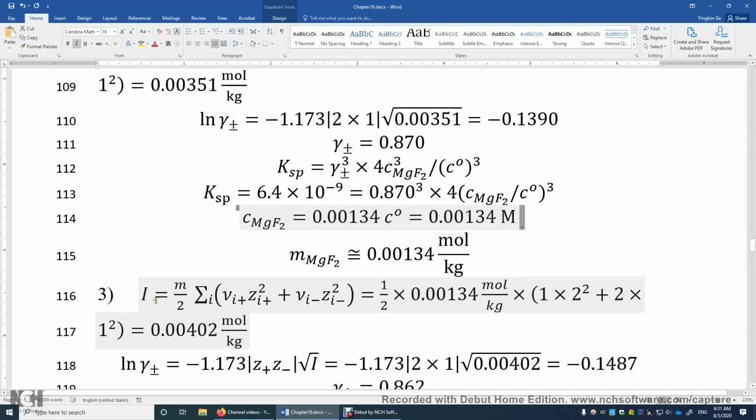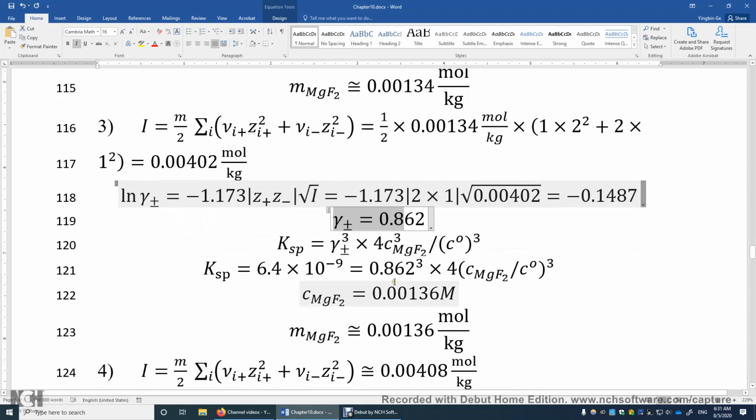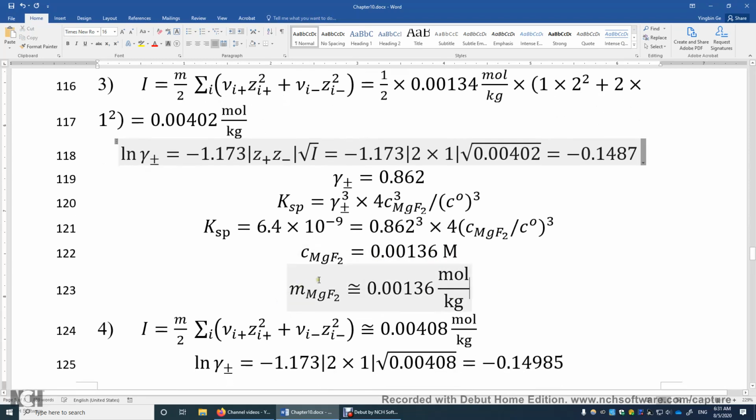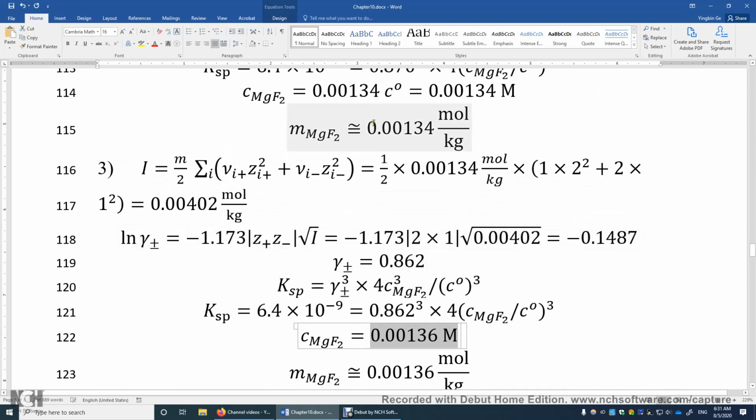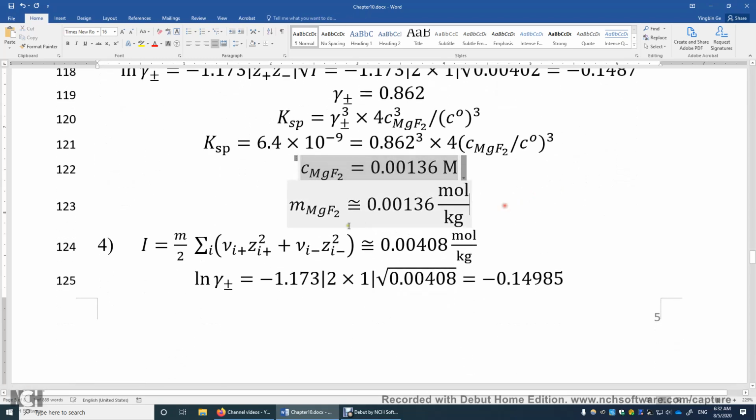So we recalculate this I using the new number here. So we get a new I, and then we get a new gamma, and now we get a new concentration in molar, and then we convert it to mole actually by just estimating this. They're about the same. Okay, and we're not done yet because this concentration, 136, is different from 134. So maybe just one more iteration because we are getting really close.